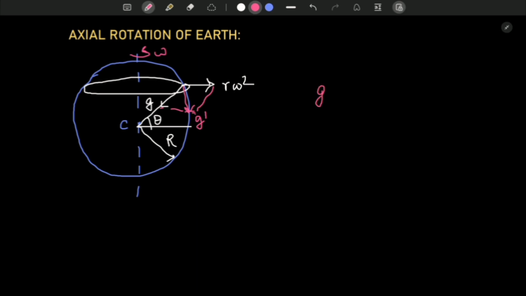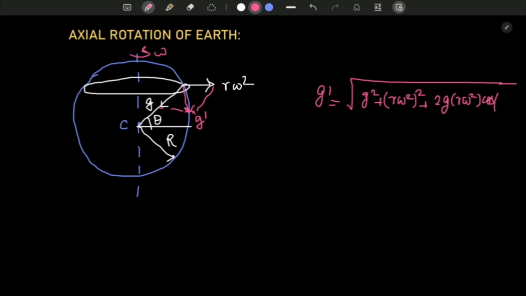So the effective acceleration I can write as g dash, this is equals to under root g square plus (r omega square) whole square plus 2g r omega square cos, the angle between these two resultant is 180 minus theta. So the angle between r omega square and g is 180 minus theta. So therefore I can write g dash equals to under root g square plus r square omega to the power 4 minus 2g r omega square cos theta.